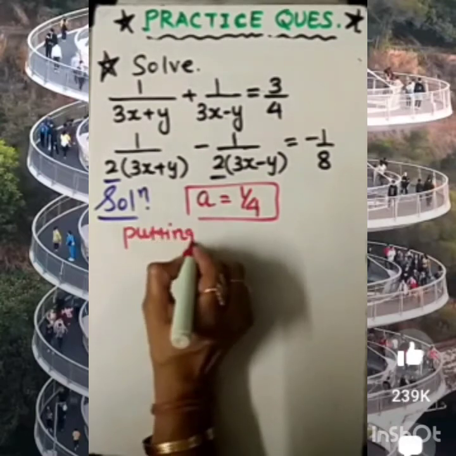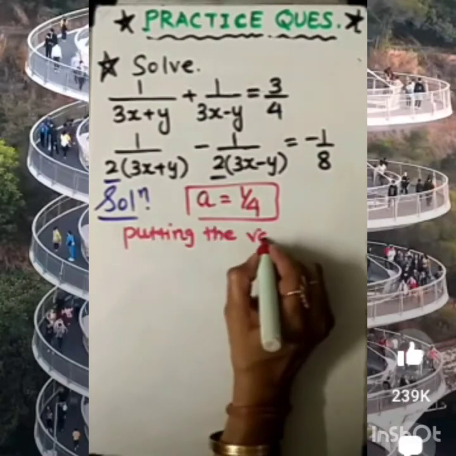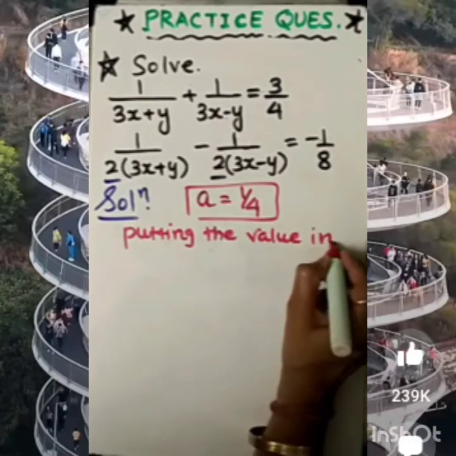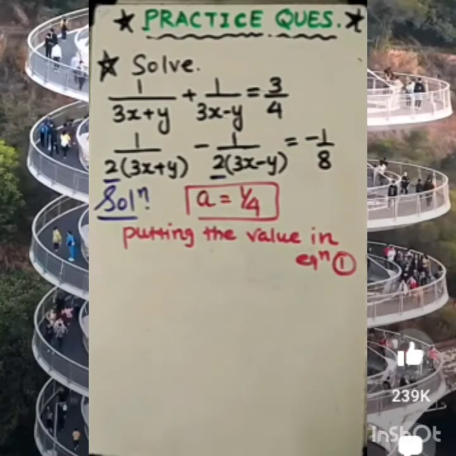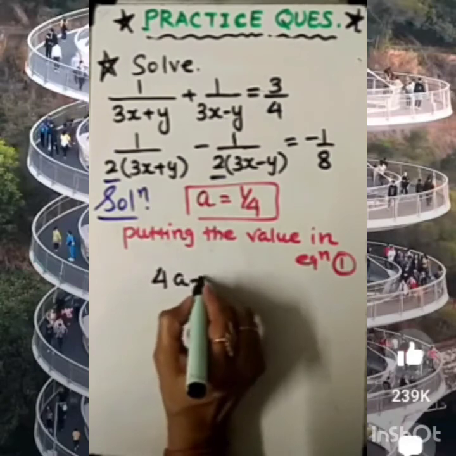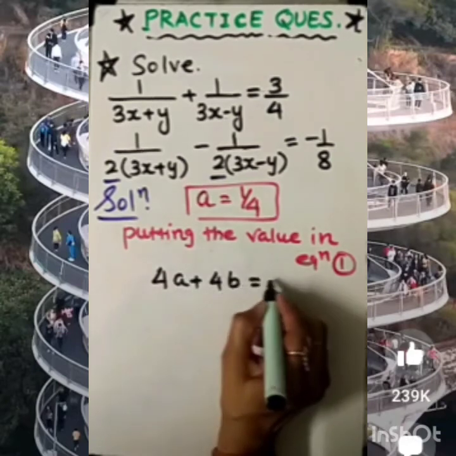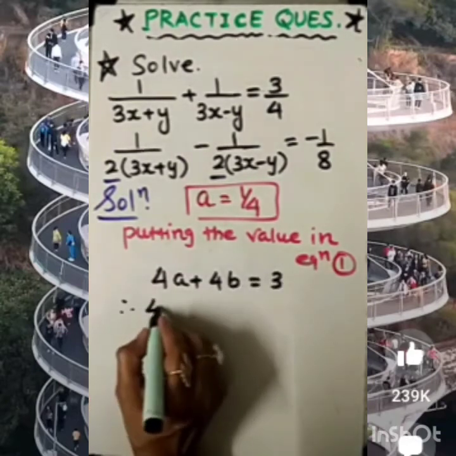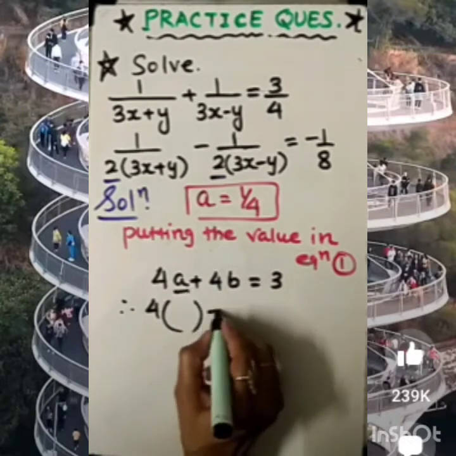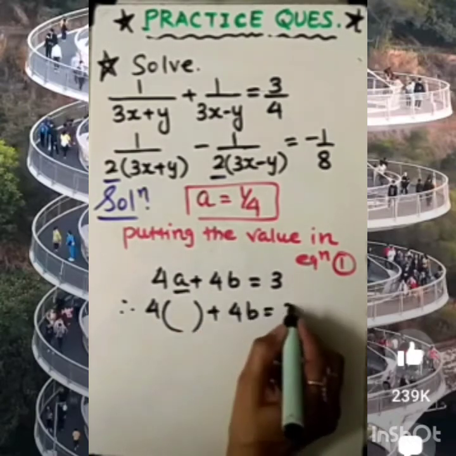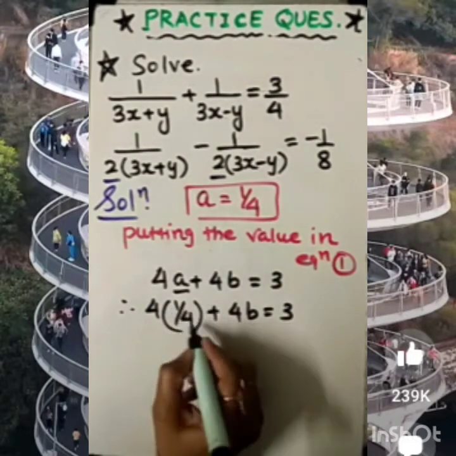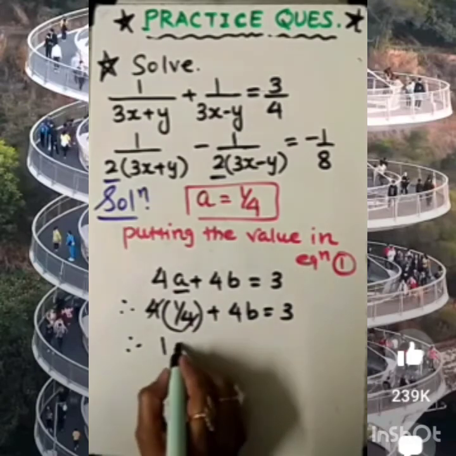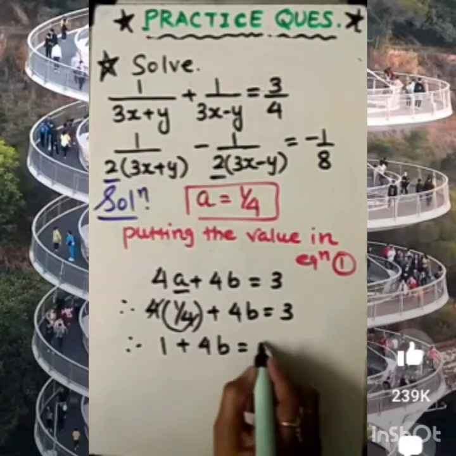Putting the value in equation 1. Fine. So if we move with equation 1, then equation 1 was 4a plus 4b equal to 3. In this equation, in place of a, I am putting the value that is 1 by 4. So I am writing here 1 by 4. This 4 will be cancelled. So 1 plus 4b equal to 3.